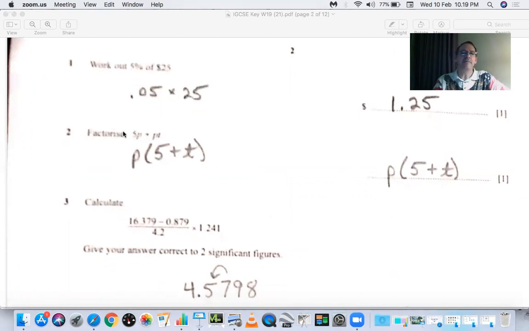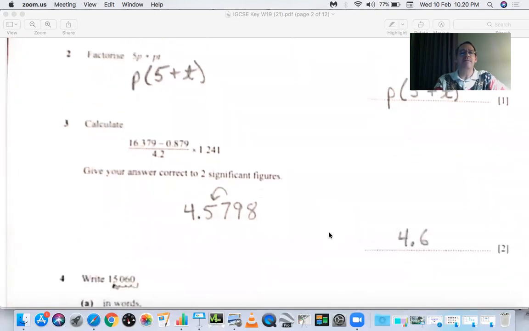Pretty easy there. Factorize. Whenever you factorize, you look first of all at what's common to all the terms. There is a p common to both terms, so we factor that out. Remember, factoring is dividing, but you divide it to the front. And then what's left over, 5p divided by p is 5, pt divided by p is t, so you get 5 plus t in the parentheses, and so you end up with p times 5 plus t as your factorization.